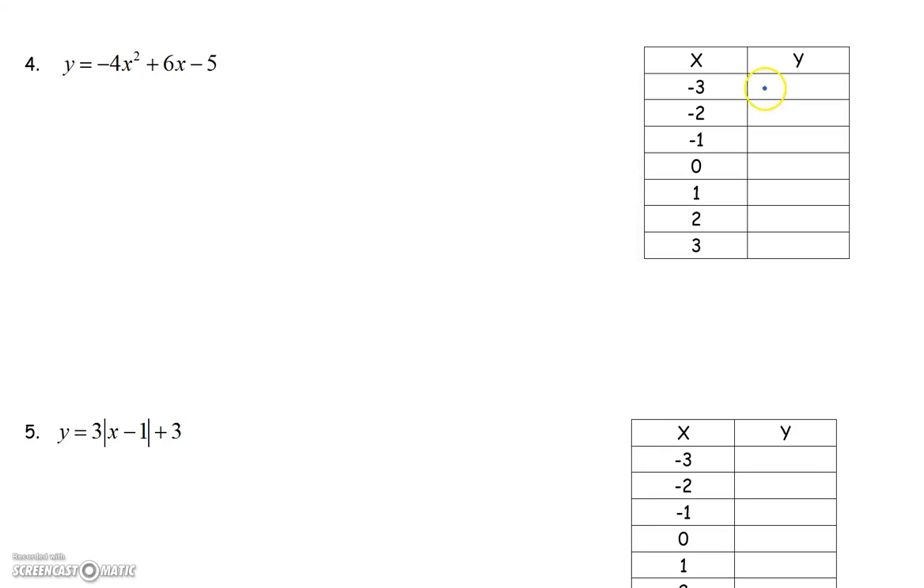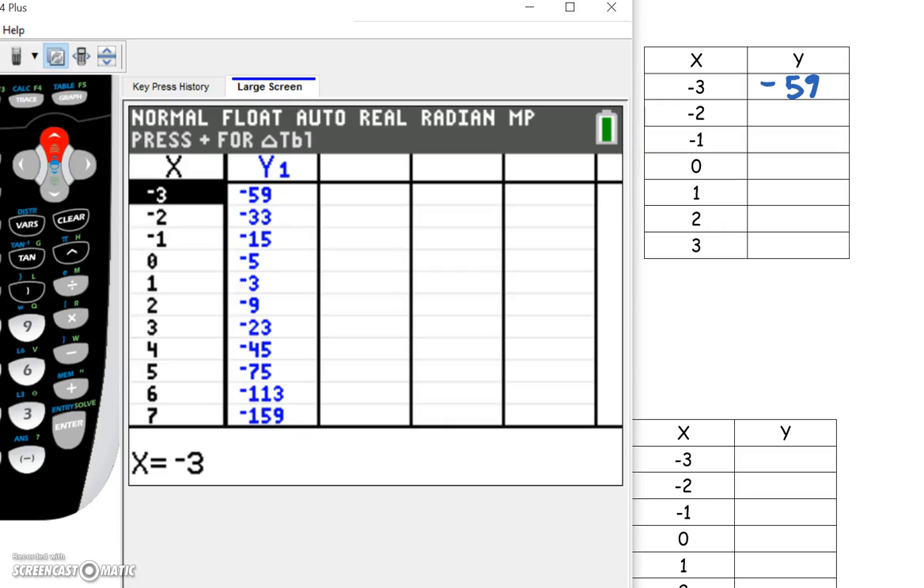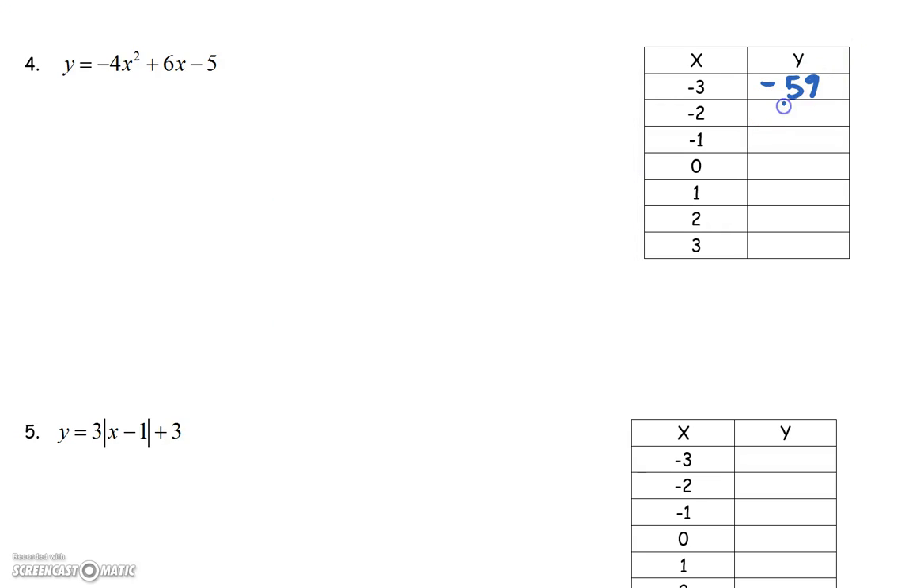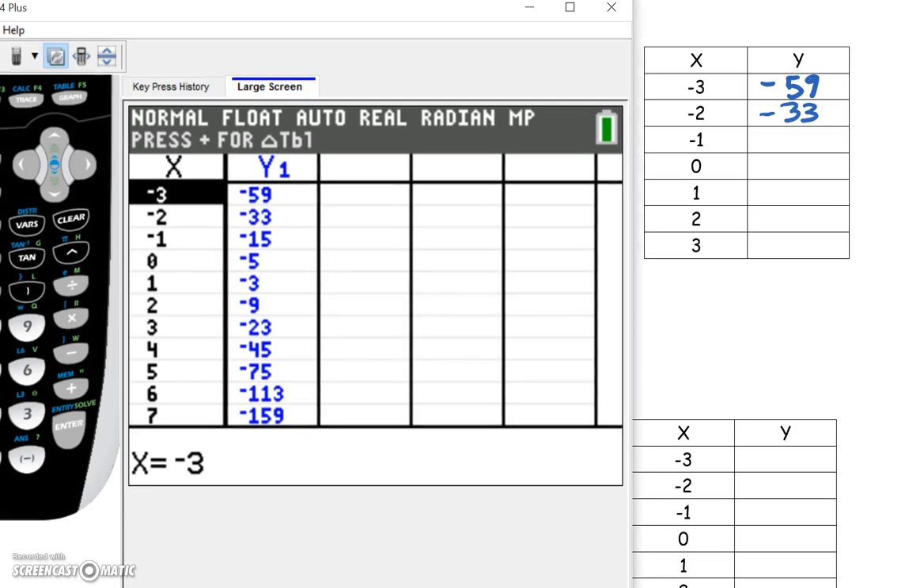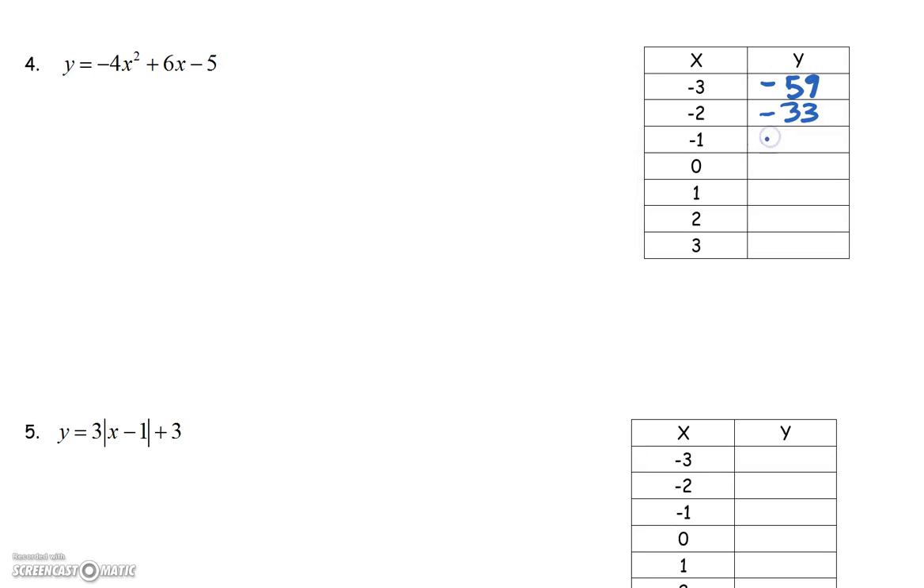An input of negative 3 yields an output of negative 59. An input of negative 2 yields an output of negative 33. An input of negative 1 yields an output of negative 15. All right, stop and do the rest by yourself and then check with me.